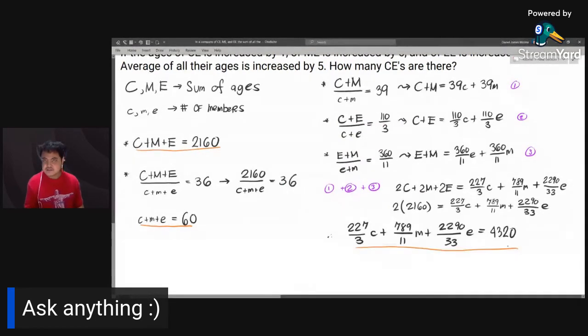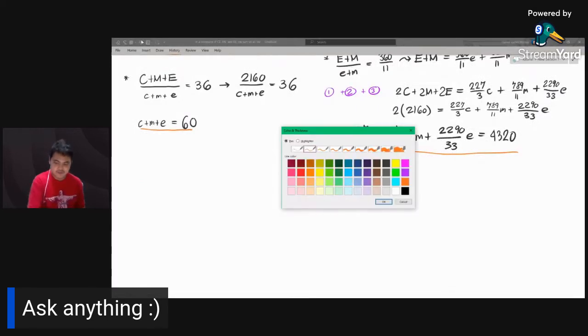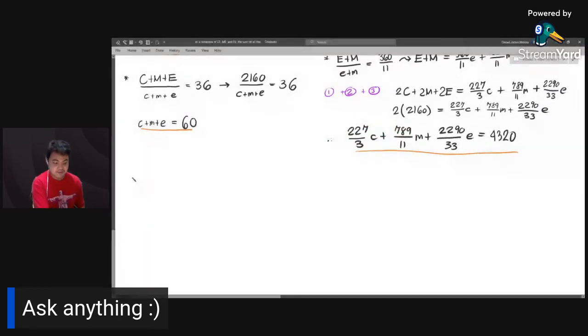Grabe. Siguro yung iba, nabubore na. Kasi syempre, looks familiar to sa iba eh. Looks familiar sa iba. Sige.